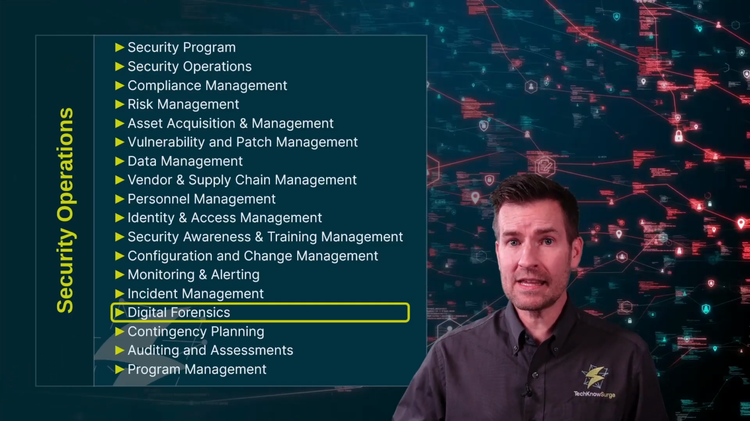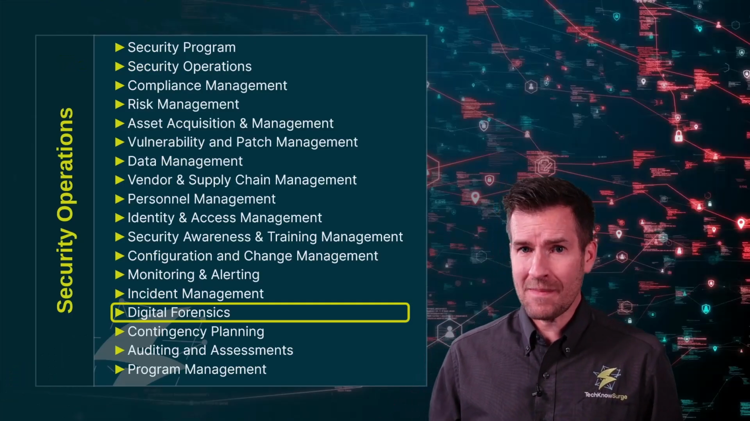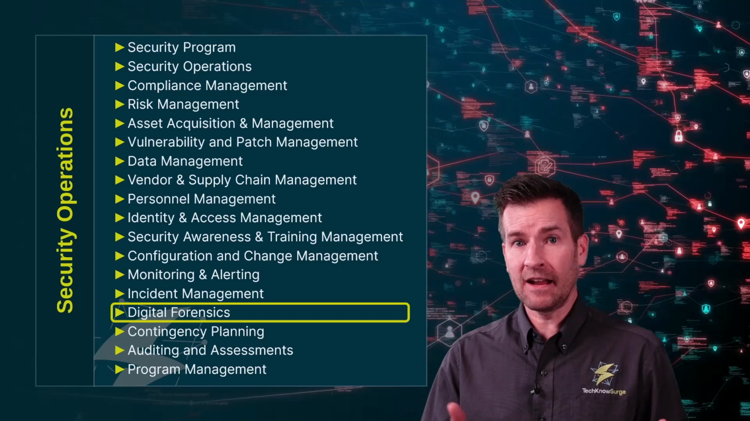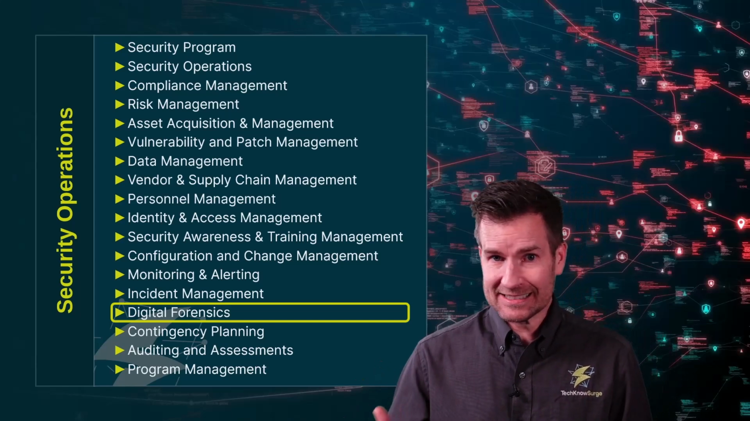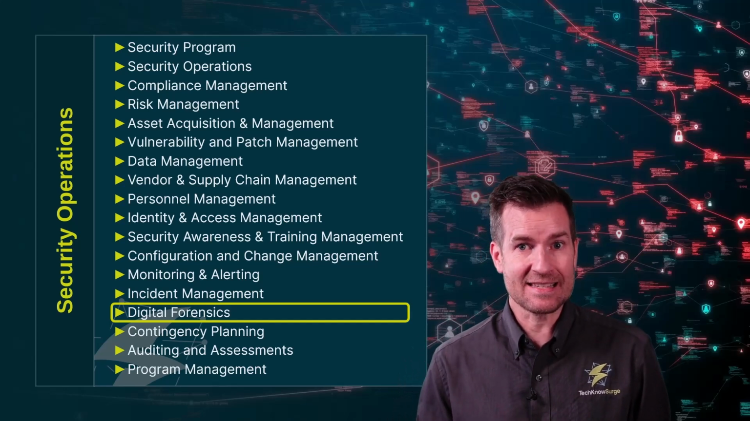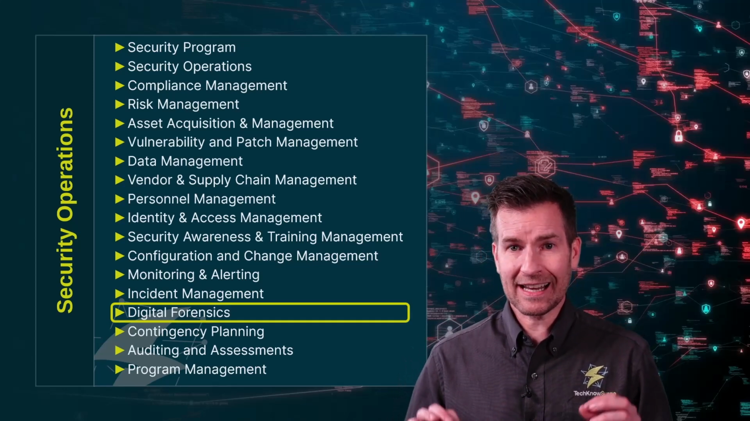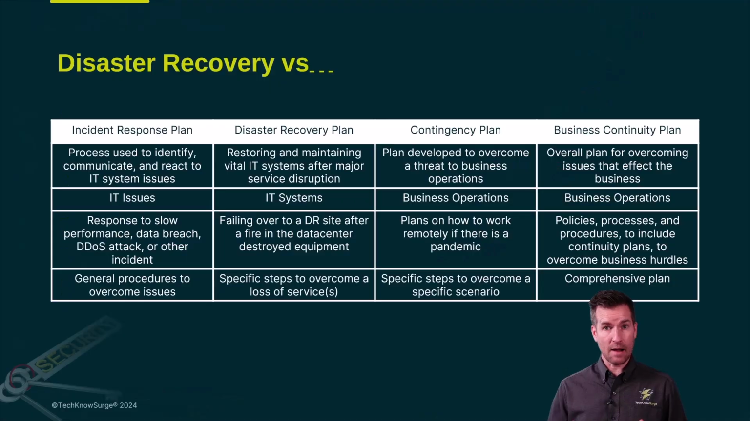Now, if things really go awry during an incident, we may need to dig into backup or fail over to a disaster recovery site. And there are other incidents or other contingencies that we need to plan for. So we're gonna get into contingency planning. And we're gonna get into what the differences are between an incident response plan, a disaster recovery plan, a contingency plan, and a business continuity plan.